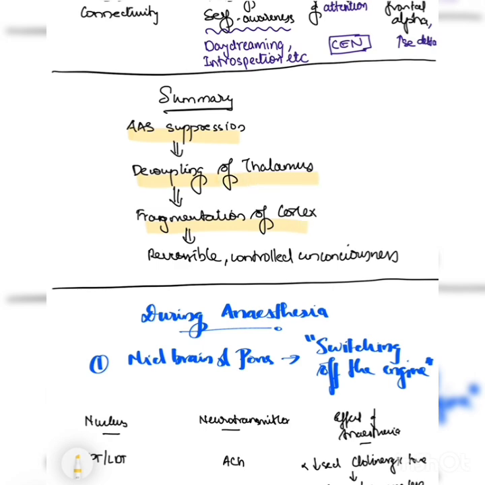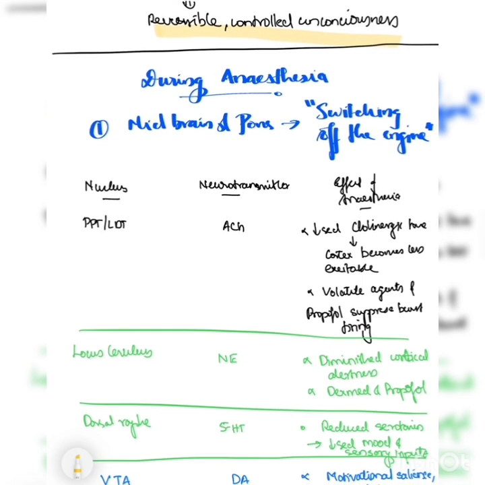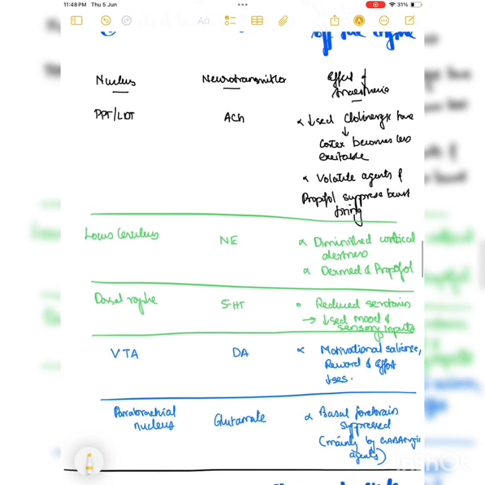So we will have a quick recap of what happens during anesthesia. Let's see midbrain and pons. In midbrain and pons, the action of anesthetic can be considered as switching off the engine. The nuclei involved are pedunculopontine tegmental nucleus and laterodorsal tegmental nucleus. Neurotransmitter is acetylcholine. Effect of anesthesia is decreased cholinergic tone. Cortex becomes less excitable. That will lead to lack of integration.